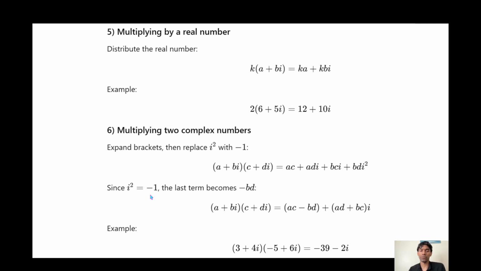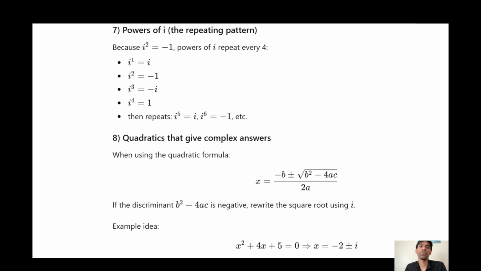And since we know that i squared is equal to minus 1, the last term becomes minus bd. So this will become minus bd. And this will obviously turn into (ac minus bd), this is the real part, plus (ad plus bc) multiplied by i. This is the imaginary part. An example here would be (3 plus 4i) multiplied by (minus 5 plus 6i) is equal to minus 39 minus 2i.